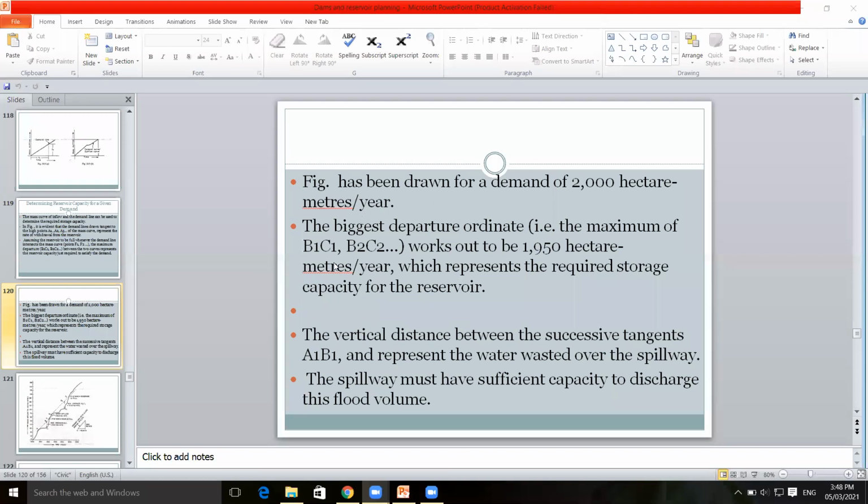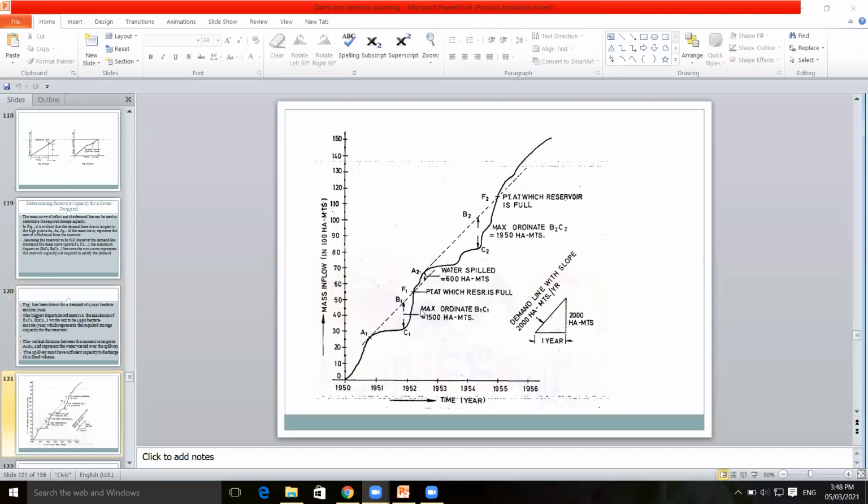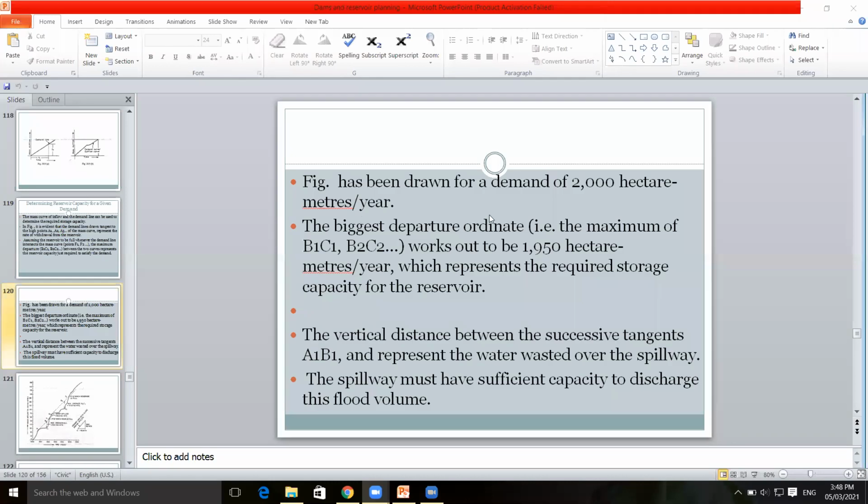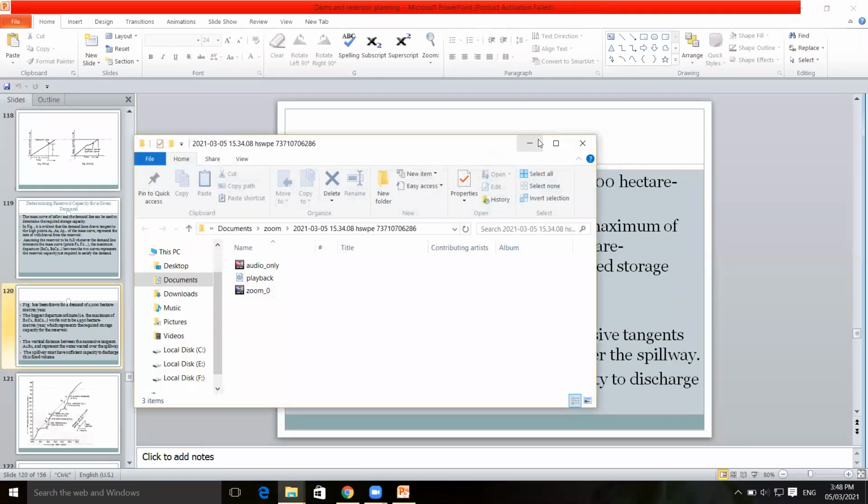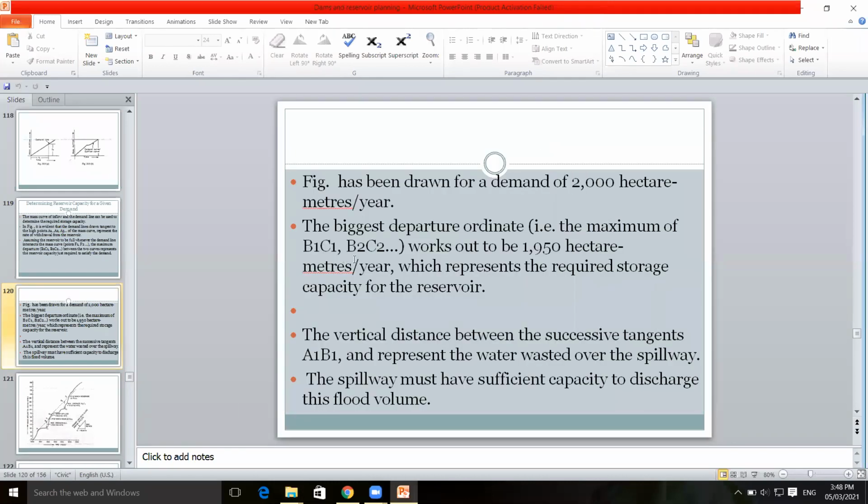This is B1 C1 in the diagram, which shows the reservoir capacity that is required to fulfill this demand. The maximum of B1 C1 and B2 C2 represents the required storage capacity. The storage capacity required is the height of B1 C1 and B2 C2.